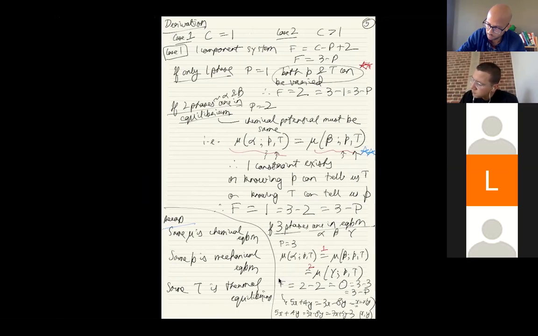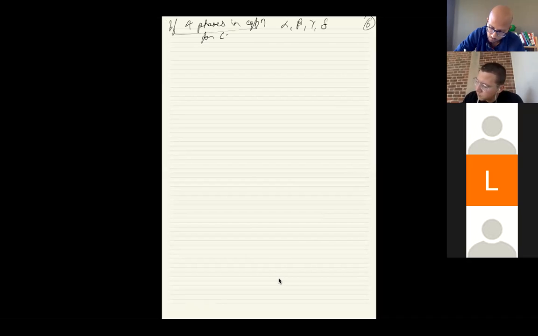Let's push it one more step, and then we will see that there is no point in going further. How about 4 phases in equilibrium? If 4 phases in equilibrium, alpha, beta, gamma, delta, and again, recall that we are talking about a one component system, then we will have mu alpha is equal to mu beta is equal to mu gamma is equal to mu delta, right? So 1 constraint, 2 constraints, 3 constraints. Constraint is not the number of variables. Constraint is the number of equal signs that you have. We have 3 constraints over here.